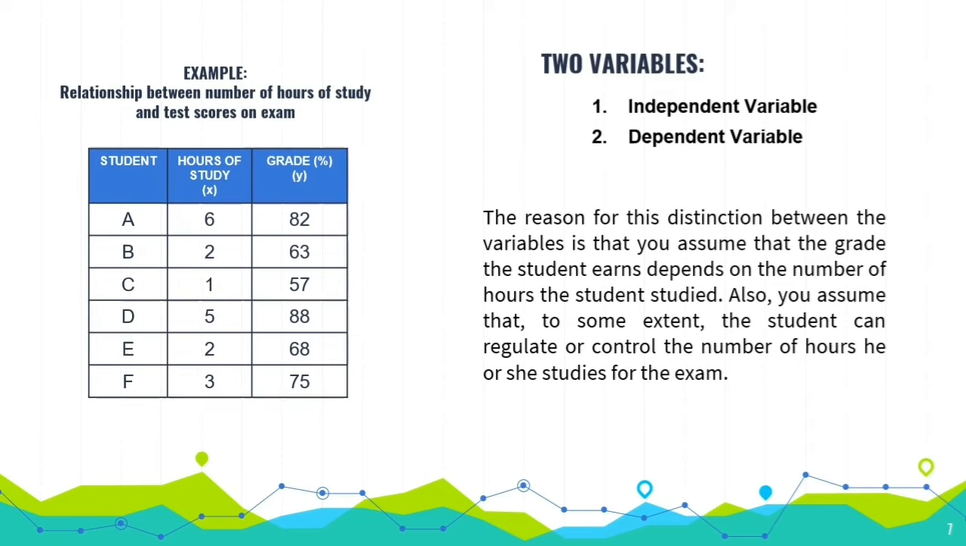The reason for this distinction between the variables is that you assume that the grade the student earns depends on the number of hours the student studied. Also, you assume that, to some extent, the student can regulate or control the number of hours he or she studies for the exam.